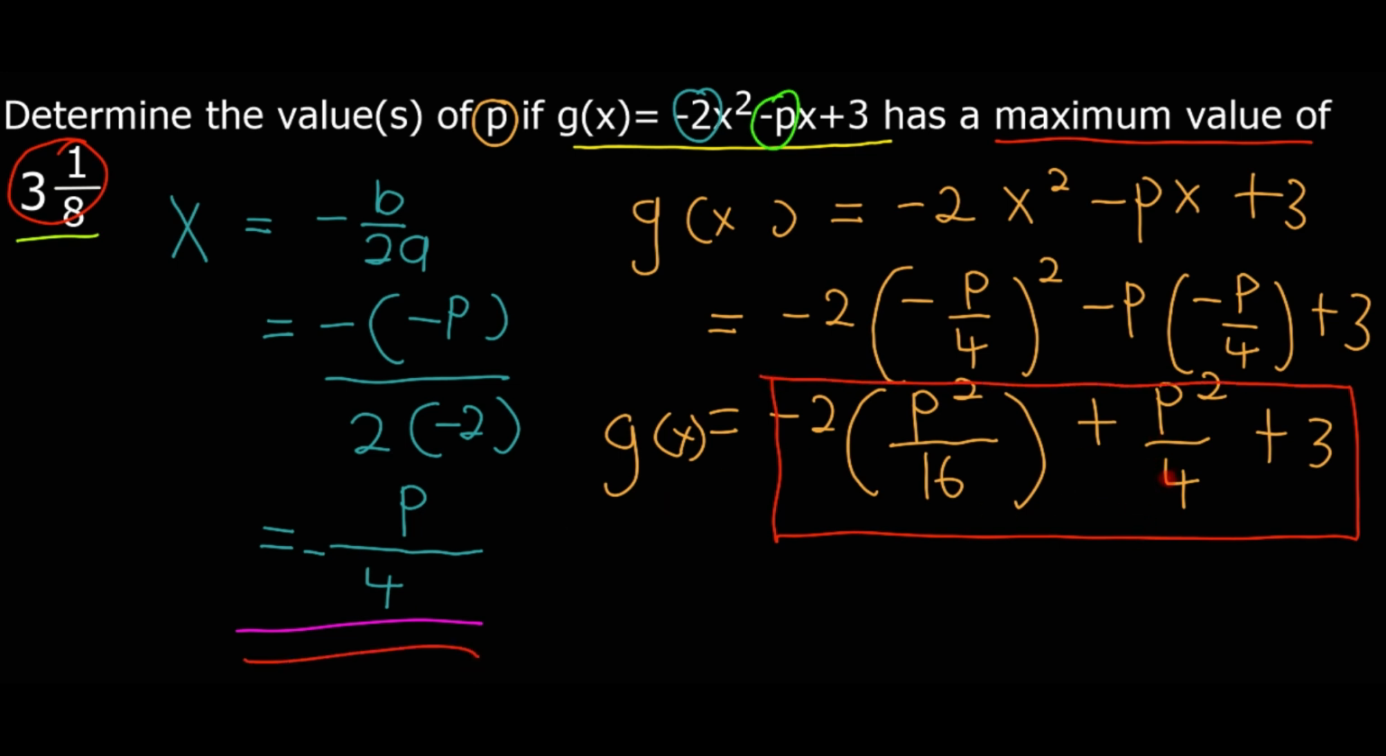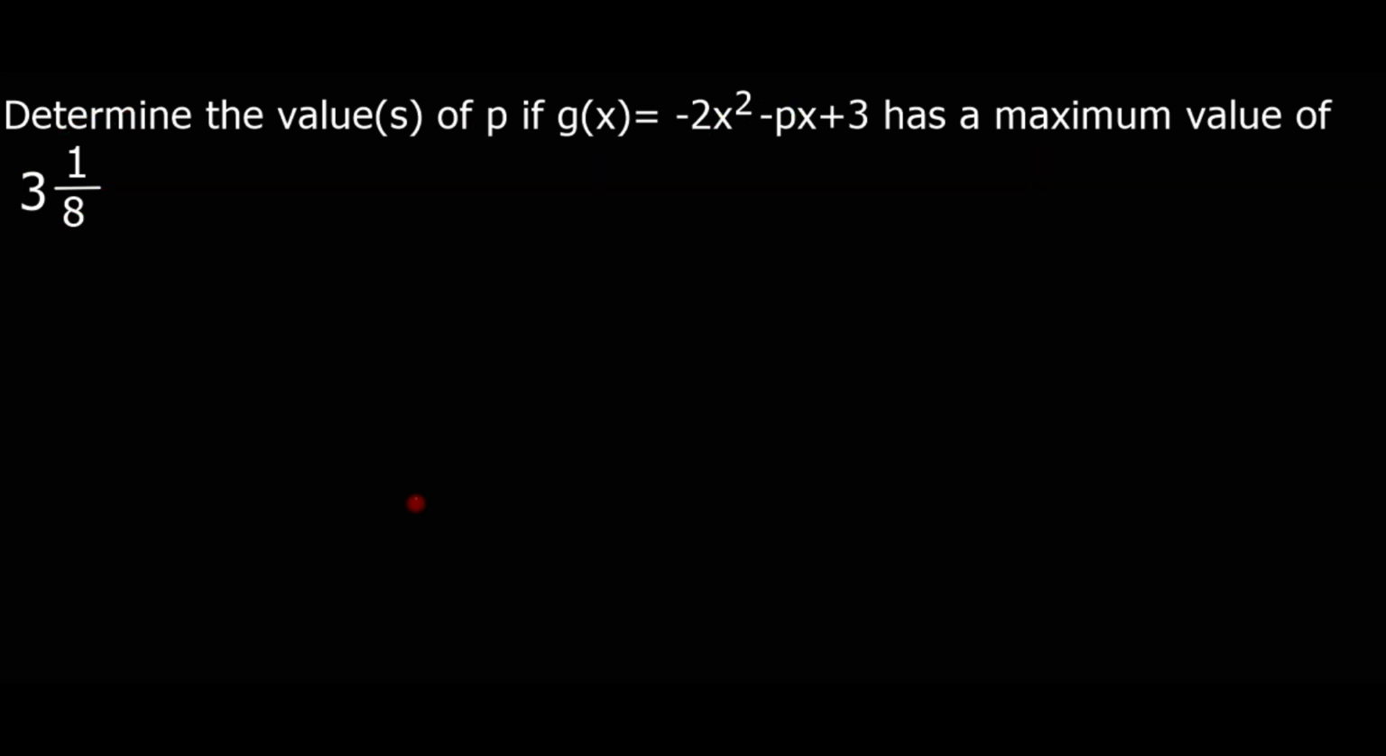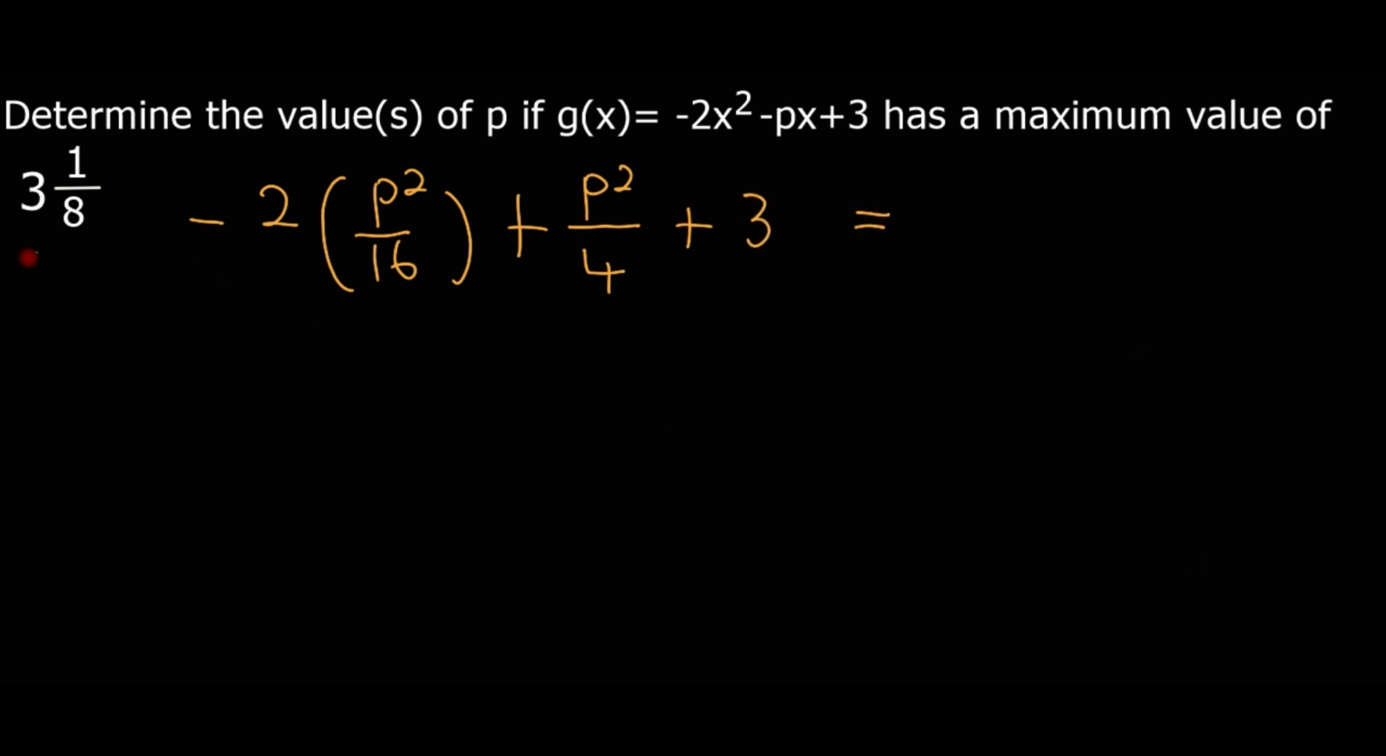Now, q can represent the minimum or the maximum, but in this case because a is less than 0, we have a maximum. And since we are given that this is my maximum, I can equate this part to this one, because it is the maximum, and then from there we will be able to solve the value of p. From there I can say negative 2 p squared over 16 plus p squared over 4 plus 3 equals this maximum.